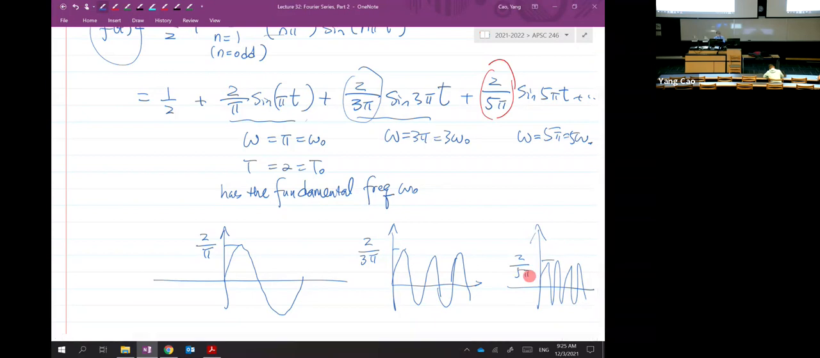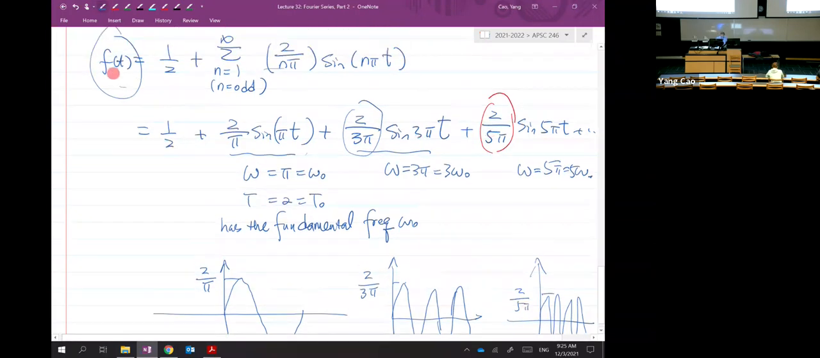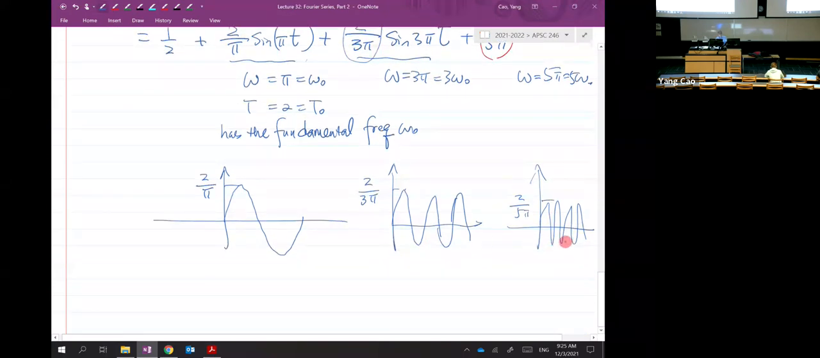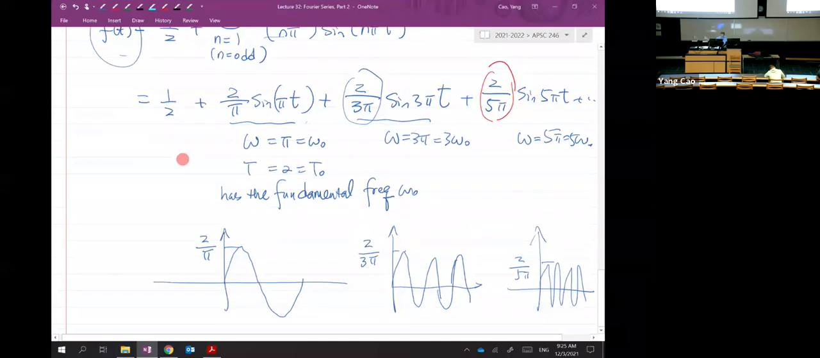So this is basically the trend for this one, right? You will observe each one of the terms has a frequency that is a multiple of the fundamental frequency, and each one of the terms has an amplitude associated with it. In this question, the amplitude of each term is getting smaller. But what we obtained essentially is that we're adding all of these sine curves up, and then you end up with your original periodic function.